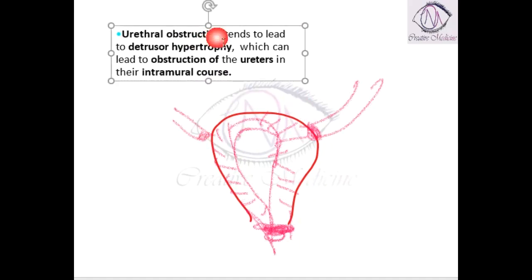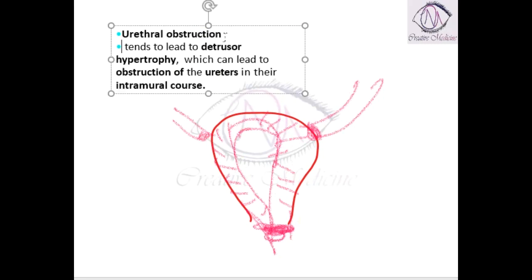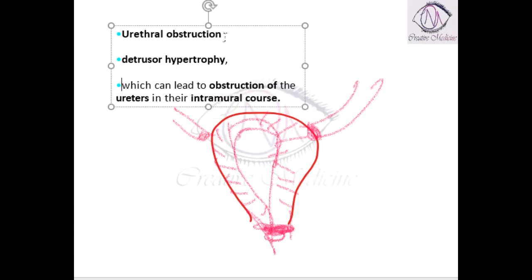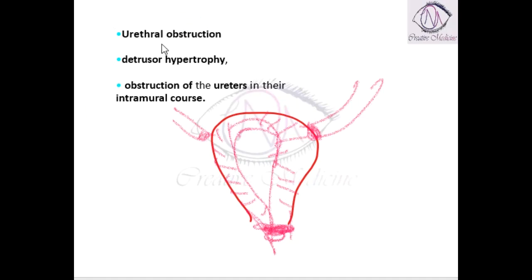So first, there is urethral obstruction. Urethral obstruction has resulted in detrusor hypertrophy. This detrusor hypertrophy has caused obstruction of the ureter. So this is the second pathogenesis which is seen: urethral obstruction, detrusor hypertrophy leading to obstruction of ureters.